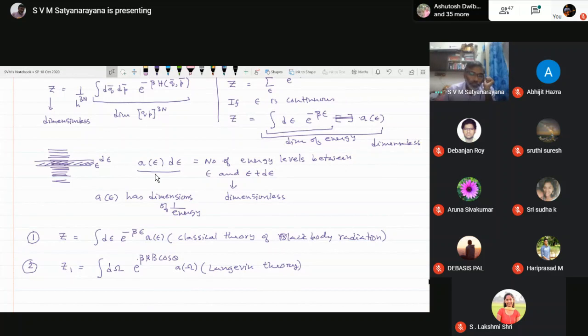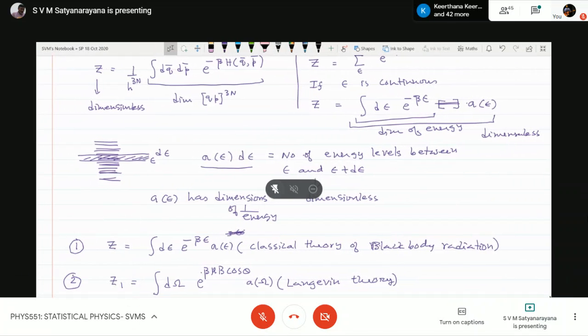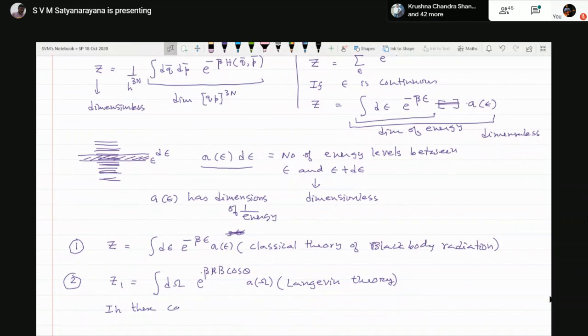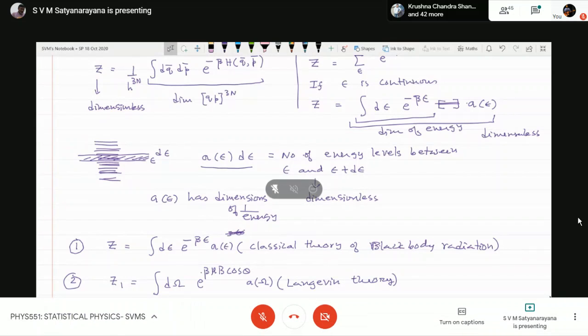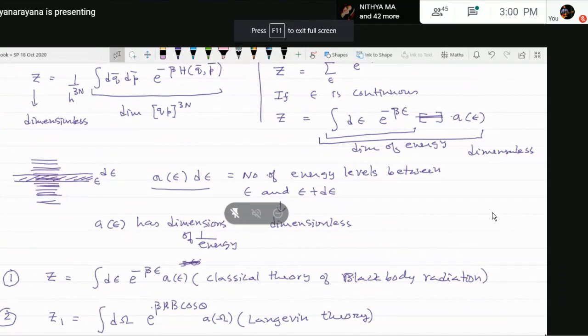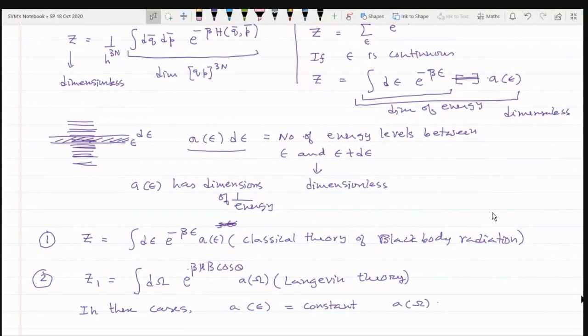But it so happens that in these cases there is some uniformity, in the sense that A of epsilon does not depend on energy. Hence this is some constant. So A of epsilon in case 1 is constant, and A of omega in case 2 is also constant, which means you can multiply with that constant, and that constant has the dimension of 1 by energy, which will make Z or Z1 in these respective cases non-dimensional. So he was asking a question whether this constant is 1.